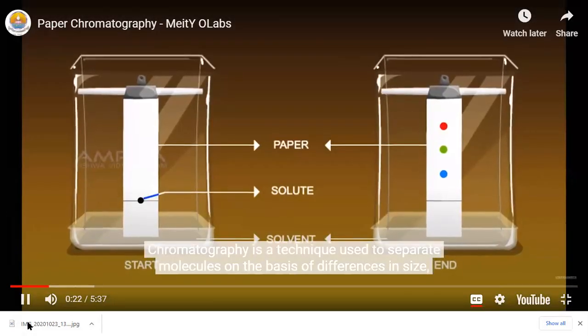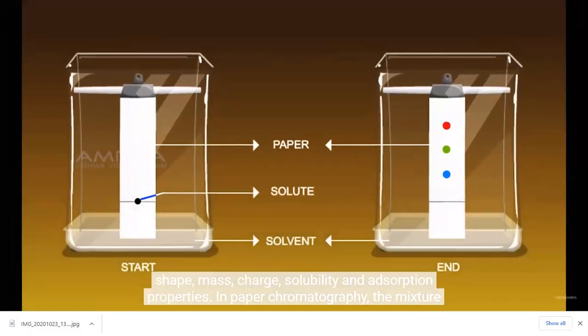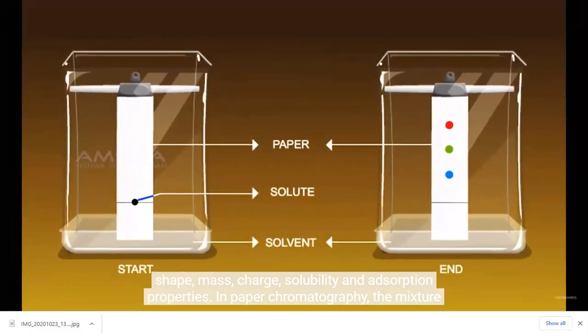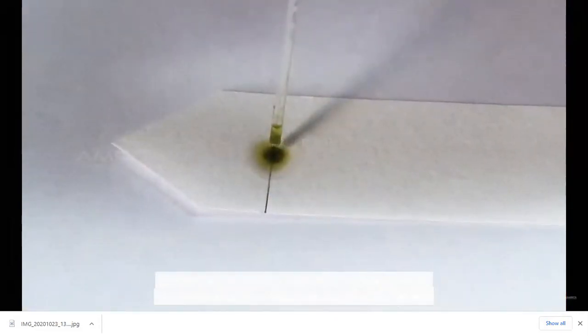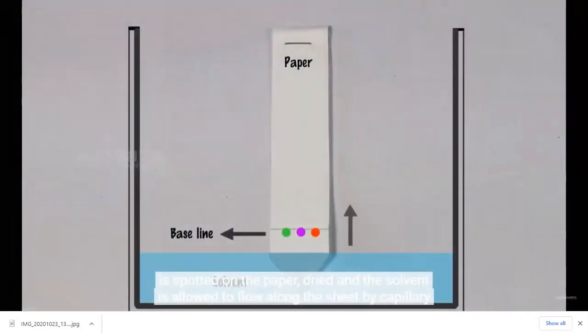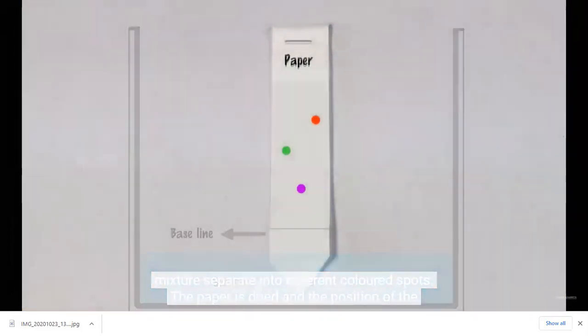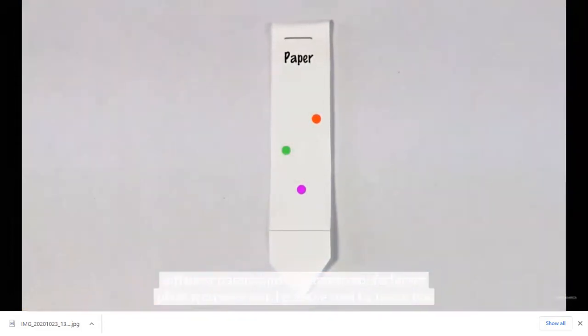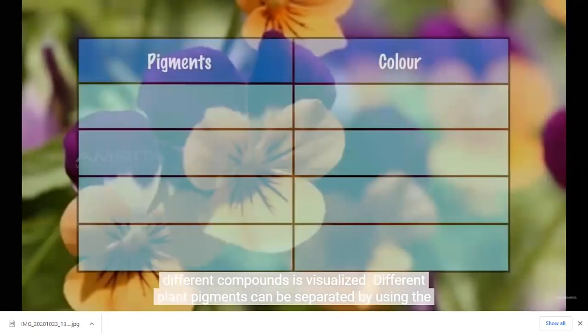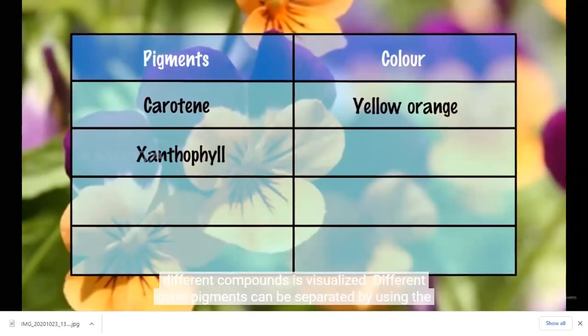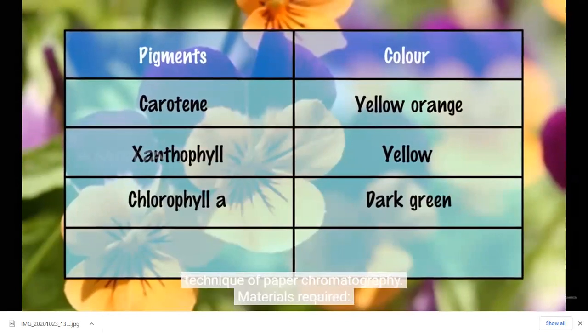Basis of differences in size, shape, mass, charge, solubility, and absorption properties. In paper chromatography, the mixture is spotted on the paper, dried, and the solvent is allowed to flow along the sheet by capillary attraction. As the solvent slowly moves through the paper, the different compounds of the mixture separate into different colored spots. The paper is dried and the position of the different compounds is visualized. Different plant pigments can be separated by using the technique of paper chromatography.